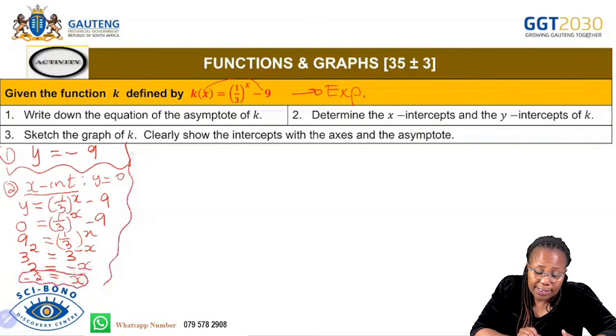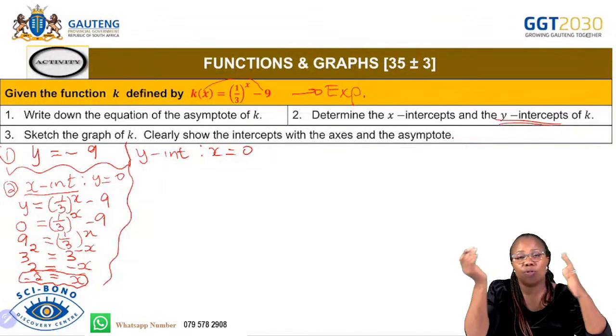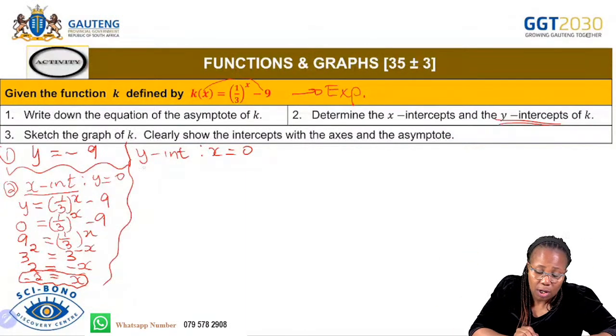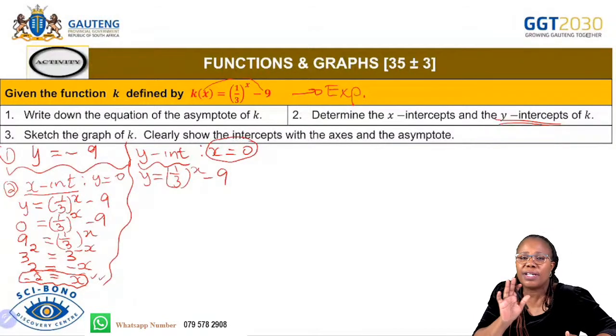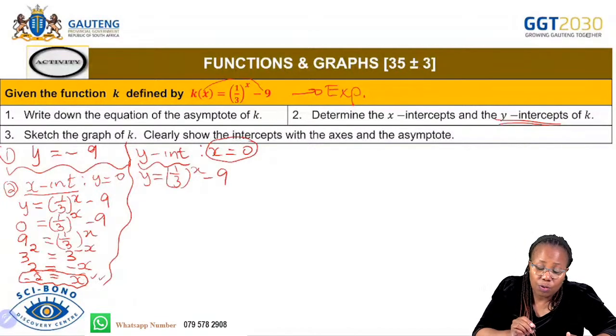And then the y-intercept, still on question 2. We are looking at the y-intercept now. For the y-intercept, you let x equal to 0. For the x-intercept, you let y; for the y-intercept, you let x. So now, same equation, y is equal to 1/3 to the power x minus 9. We now substitute an x with a 0. Please do not take that x value that we have calculated and bring it to the y. They do not have a relationship. Those are the intercepts, they are independent. So now to calculate the y-intercept, you must let x equal to 0.